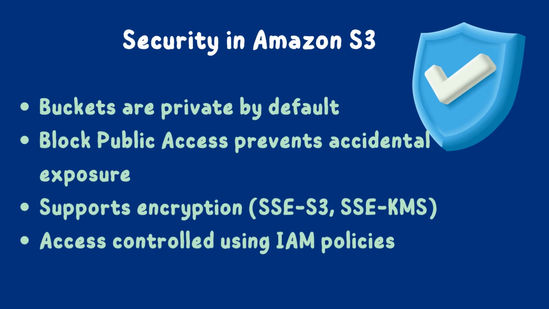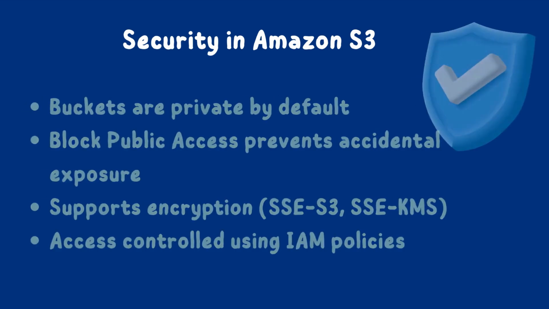Coming to security in Amazon S3, buckets are private by default, meaning only the owner can access the bucket initially. Block public access prevents accidental exposure, meaning this setting protects data from becoming public accidentally. And it supports encryption, meaning AWS provides built-in encryption methods for data protection and access control using IAM policies.